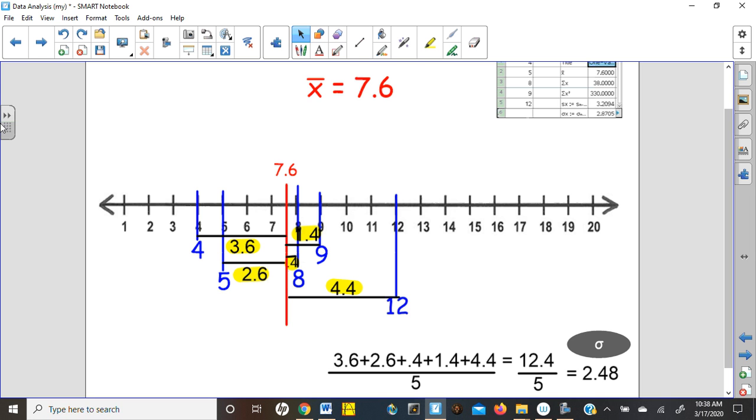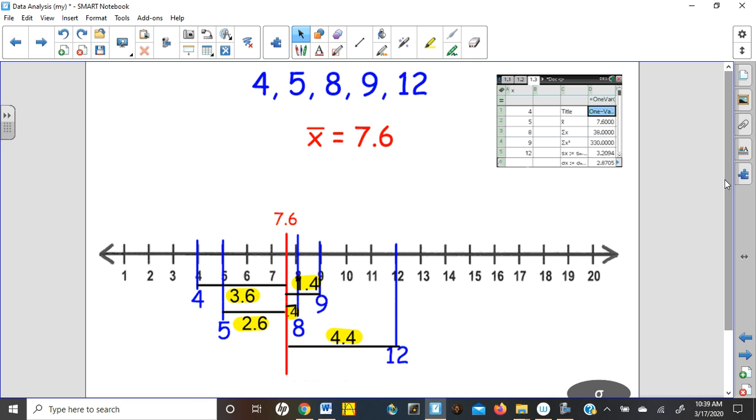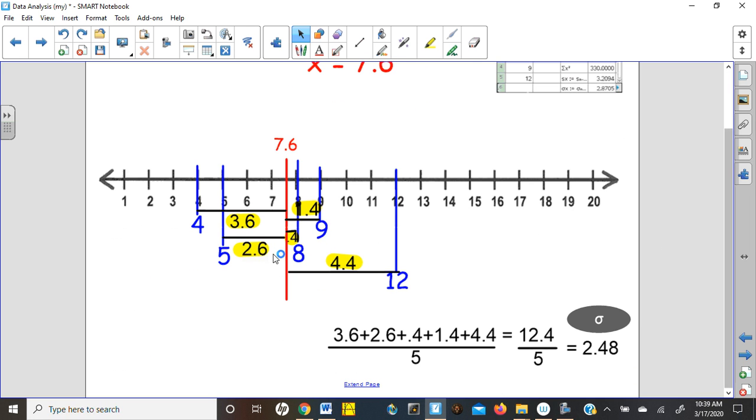As you saw, what we do is not only add those, but we square them before we add them, and then we take the square root. And so you never end up with the exact averages. It always throws it a little bit off, but it's pretty close. So my average distance from the mean was 2.48.